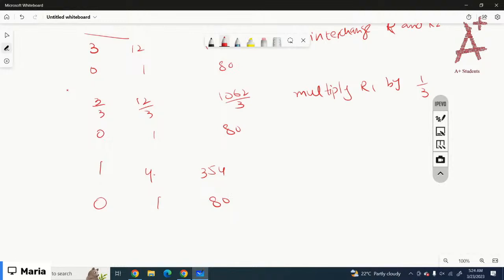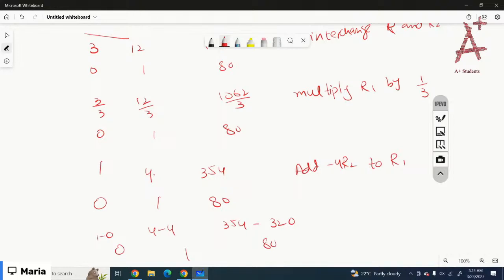So multiply the second equation by 4 and subtract it from R1. Add minus 4 R2 to R1, because 4 minus 4 is 0. So just multiply this equation by minus 4. 0 is 0, 1 minus 0, then 4 minus 4, then 354 minus 4 times 8 is 32. It would be 320, and 0, 1 and 80. Got it?